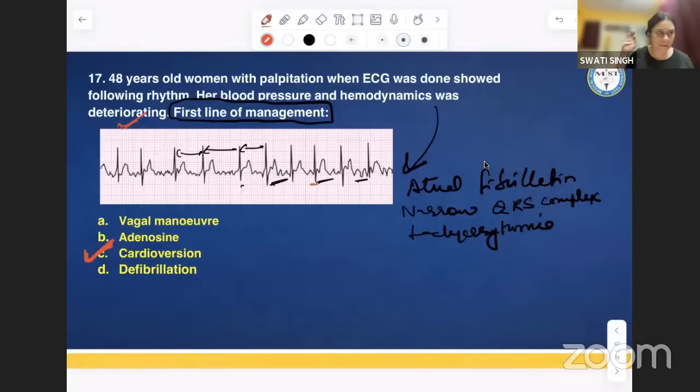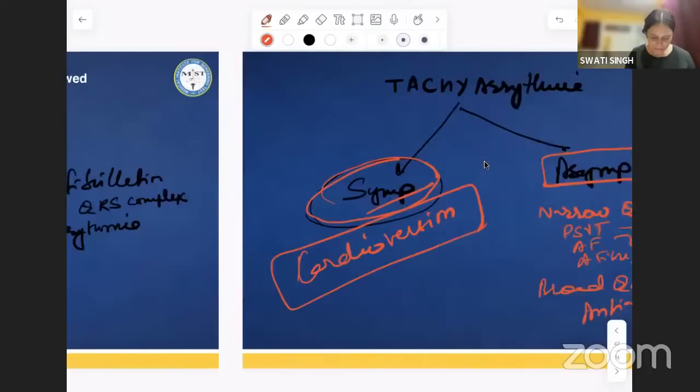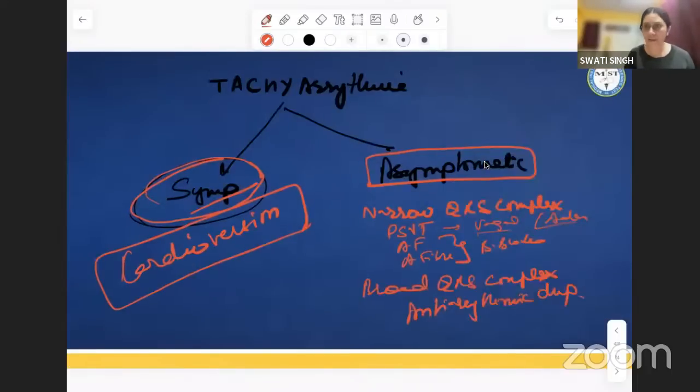I am suspecting one question will be asked. No doubt, there would be a question on fibrillation or flutter or PSVT. You're getting my point. If they are symptomatic, the answer would be the same, cardioversion. If it is asymptomatic in PSVT, it is vagal or adenosine. We start with vagal, 20% chance on vagal, if not, adenosine. Dose of adenosine: 6 milligram, followed by 12 milligram, followed by 18 milligram.